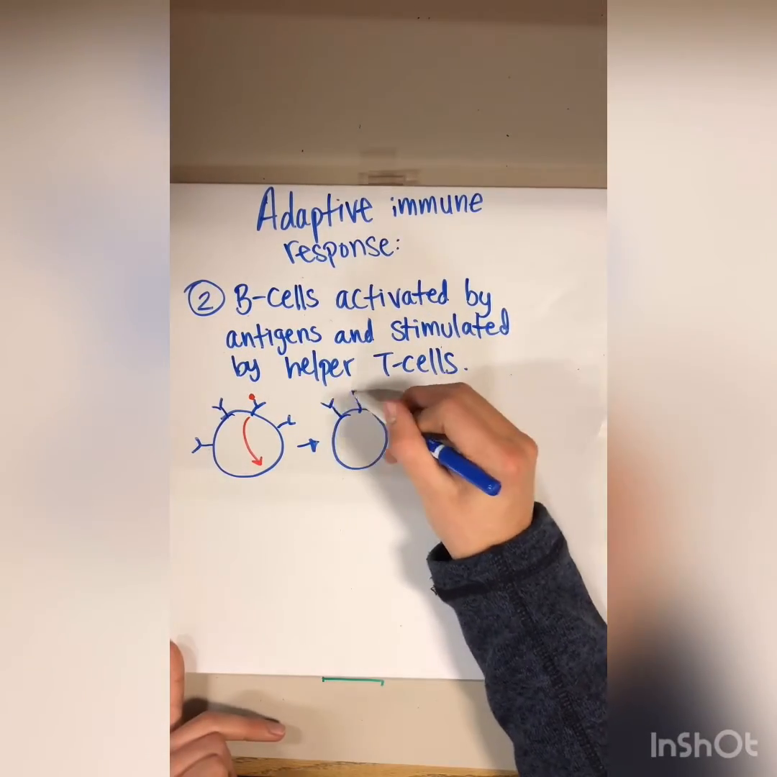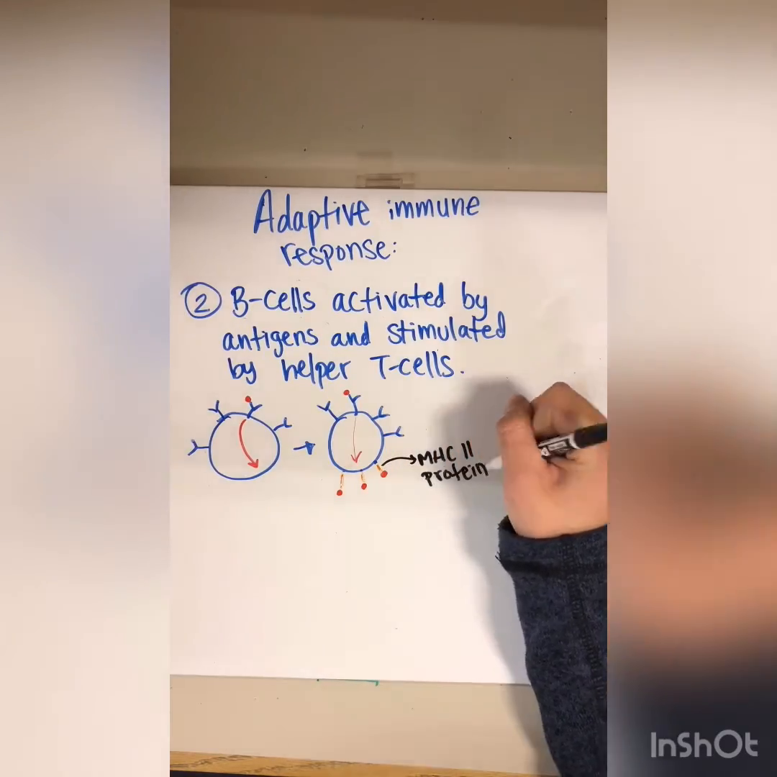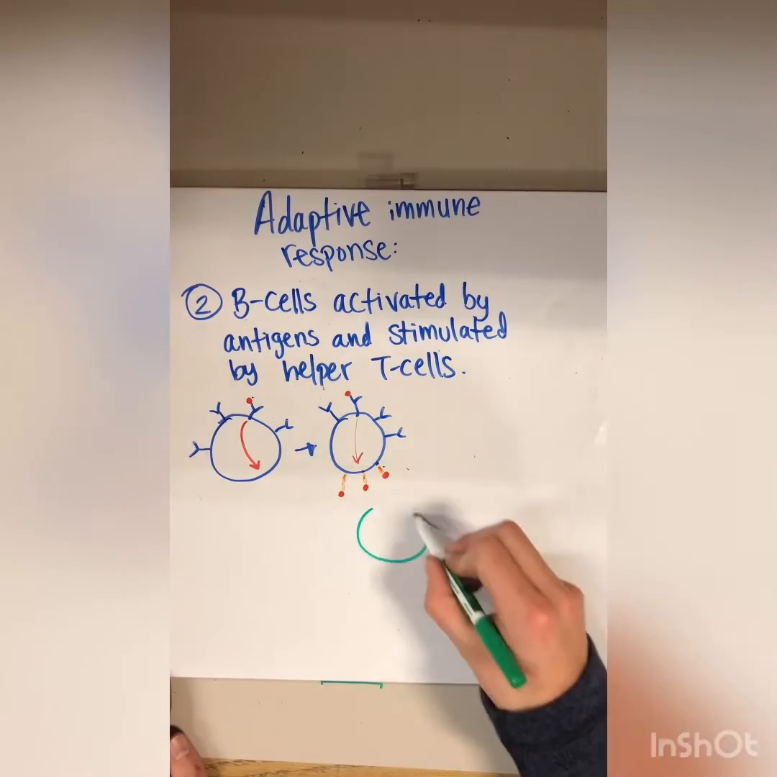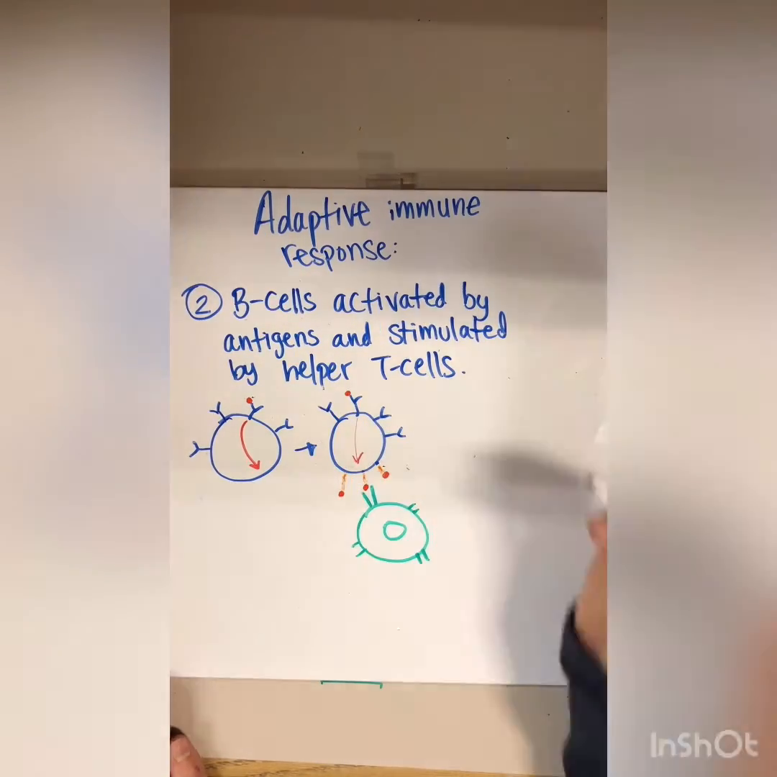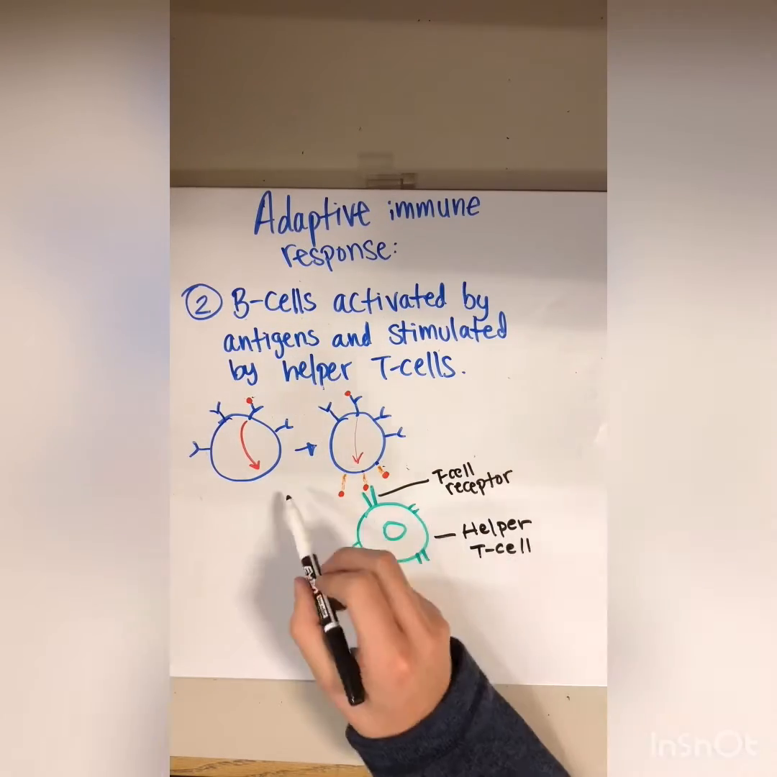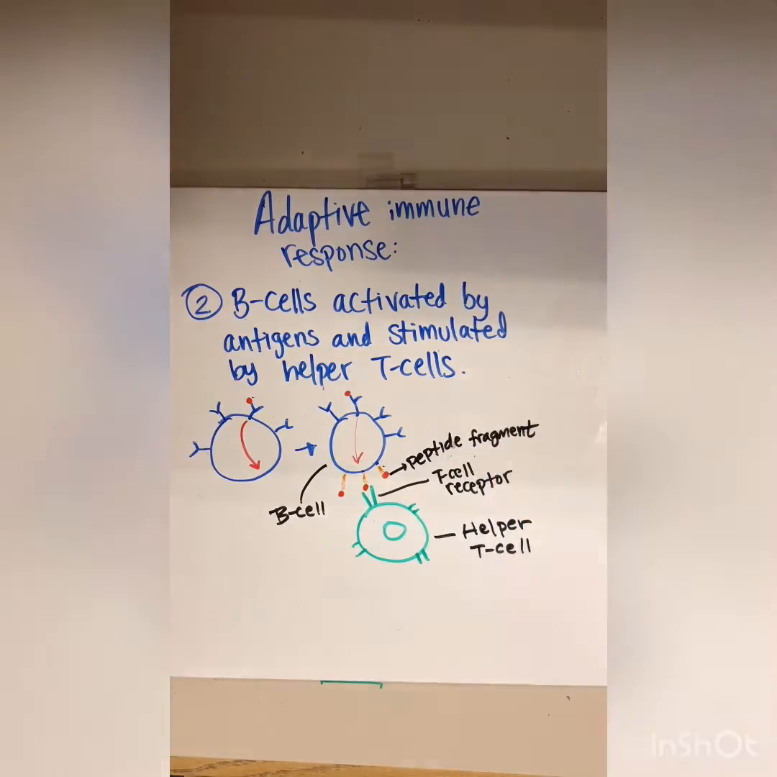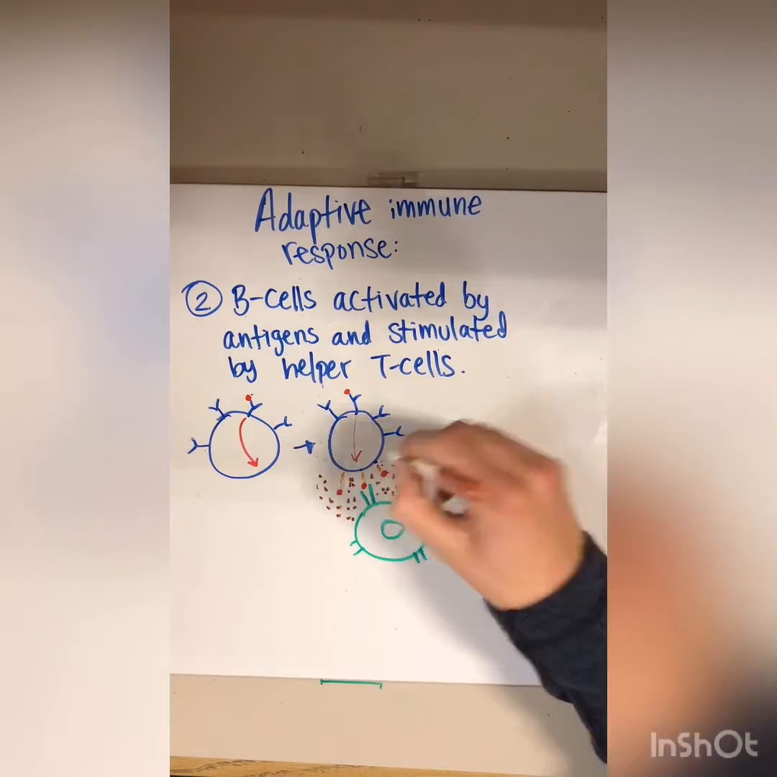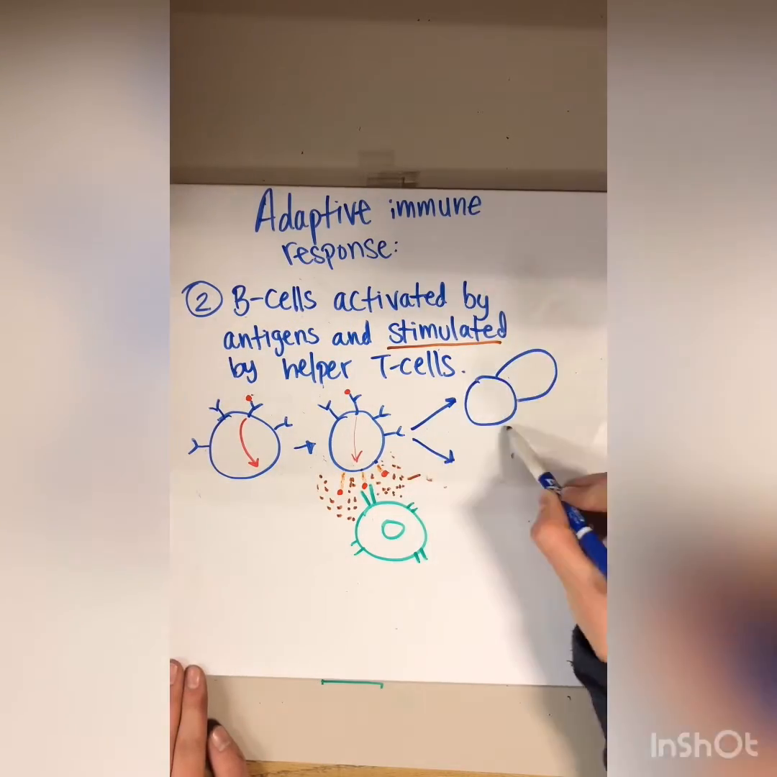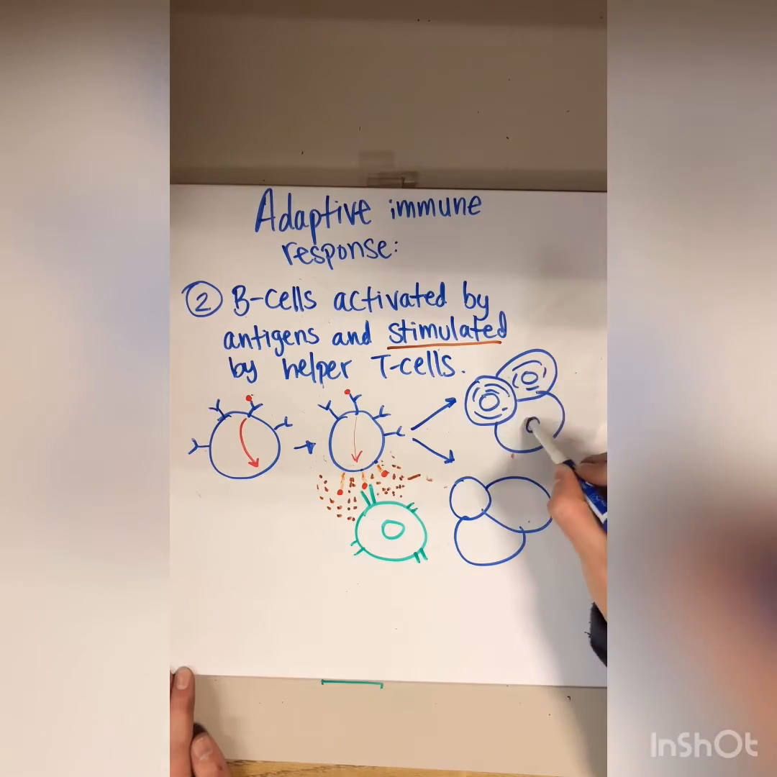Now, B cells get activated when antigens bind to their B cell receptors, and then they present them with MHC2 proteins to helper T cells, which will come over and bind to that presented antigen on the B cell, and then they will release cytokines that will stimulate the B cell for action. Once the B cells are stimulated, they will then divide into plasma B cells and memory B cells, just as the T cells did before.